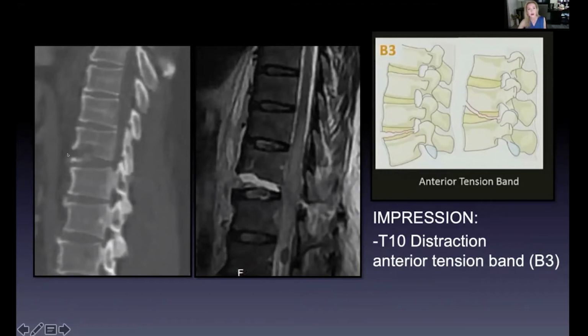When you see something like this, you always know it's going to be a hyperextension, so bending backwards type injury. And again, you know there's disruption of the anterior ligament complex, or the anterior column. So this is going to be that B type injury.